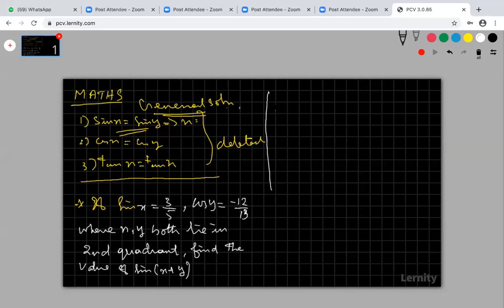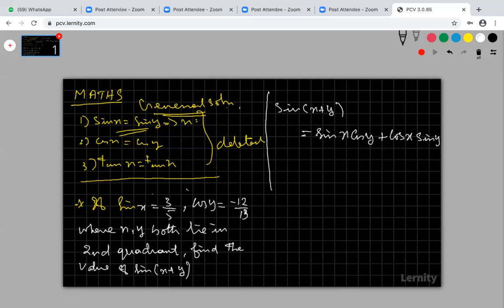Okay, what is the identity? You know the identity sin of x plus y. What is the sin of x plus y formula? Identity: sin x cos y plus cos x sin y. Please try to understand the identity. Sin of x plus y is not sin x plus sin y. It is sin x cos y plus cos x sin y, right?